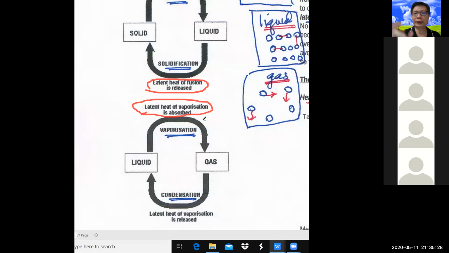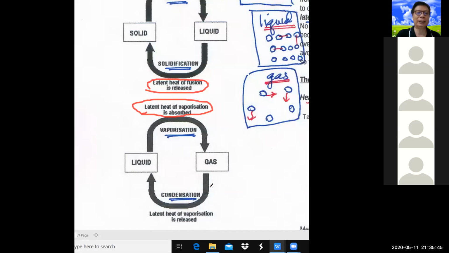What is the difference in name? Latent heat of fusion is for changing from solid to liquid, whereas latent heat of vaporization is for changing from liquid to gas. Liquid goes to gas, you see here. So latent heat of vaporization is absorbed here.